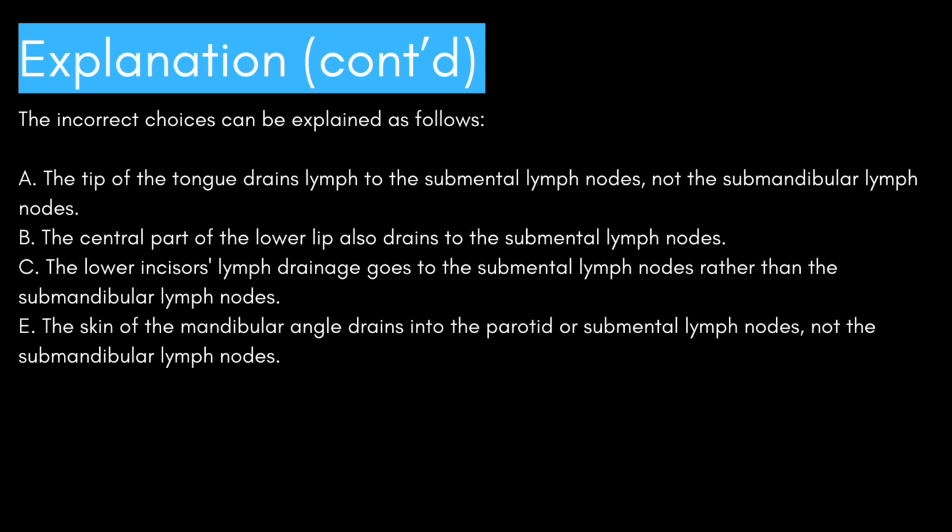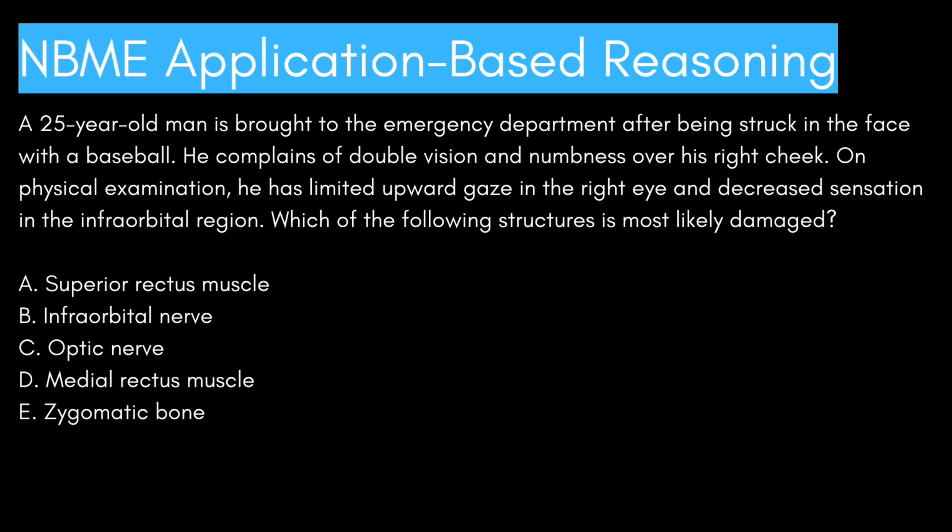All right, now that we have covered this question, let's move on to look at the next question. A 25-year-old man is brought to the emergency department after being struck in the face with a baseball. He complains of double vision and numbness over his right cheek. On physical examination, he has limited upward gaze in the right eye and decreased sensation in the infraorbital region. Which of the following structures is most likely damaged?